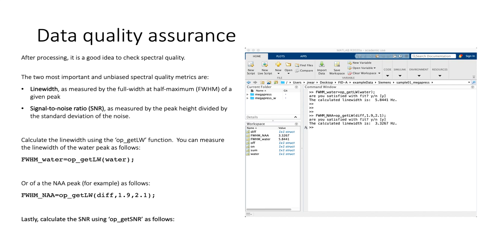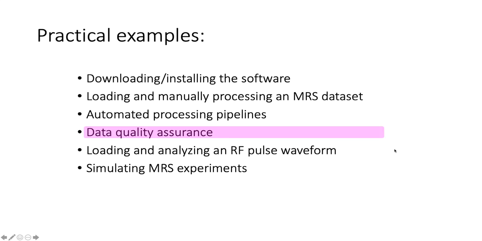Lastly, we might want to calculate the signal to noise ratio. So we're going to use a function called op_get-SNR. This function searches for the NAA peak by default between around 1.9 and 2.1 ppm, but you can change the range to search for any peak you want. But in this case, we're passing in the difference spectrum, and it's telling us that the signal to noise ratio for this difference spectrum is about 278. So that's data quality assurance.